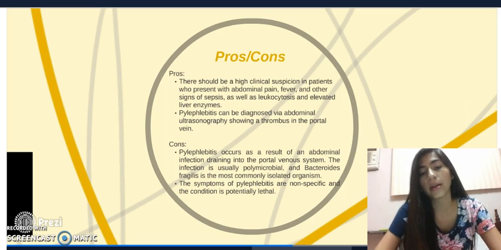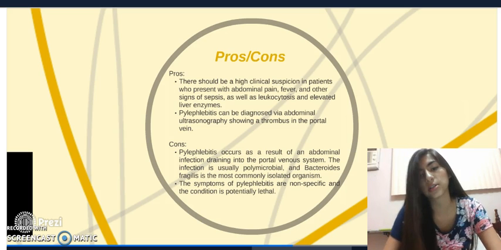Cons. Pylephlebitis occurs as a result of an abdominal infection draining into the portal venous system. The infection is usually polymicrobial, and Bacteroides fragilis is the most commonly isolated organism. The symptoms of pylephlebitis are non-specific, and the condition is potentially lethal.